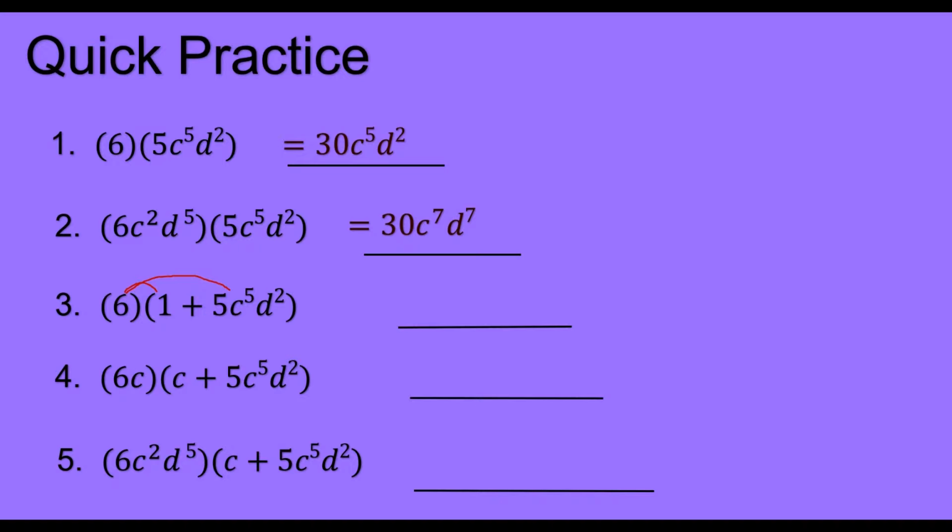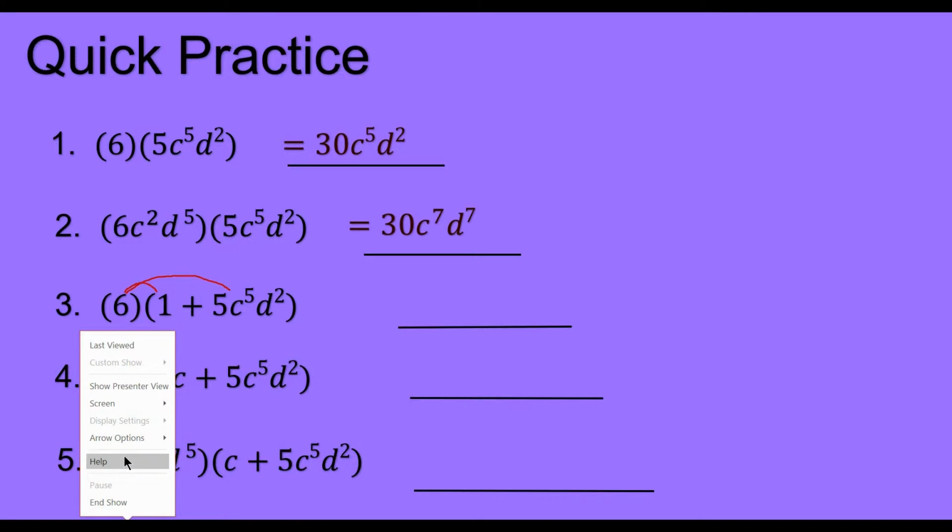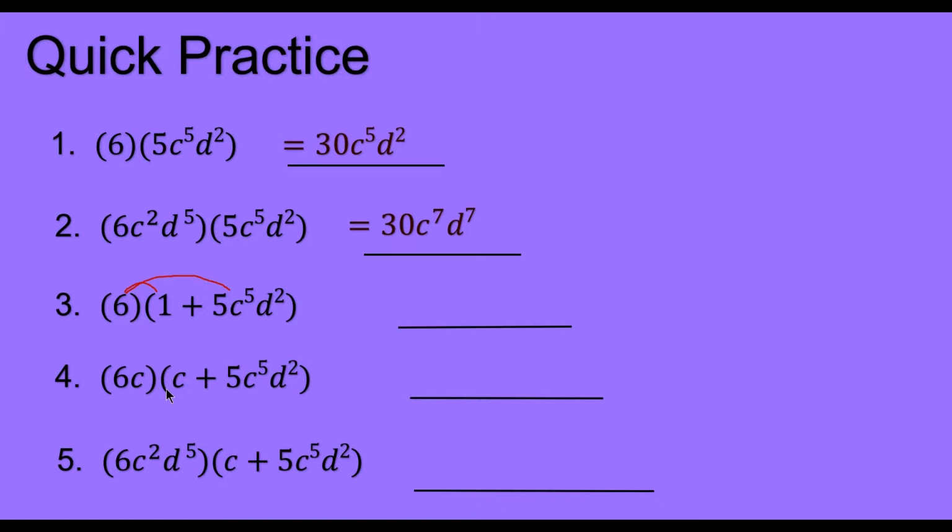And if you do all that, and I get my microphone back, you have 6 times 1 is 6, and 6 times 5 is 30, and the variables stay the same. This one, we're multiplying a 6c times a c. These are both to the first power. I add the exponents. I get 6c squared times 30, c to the first, c to the 5th, 1 plus 5 is 6, 30c^6 d^2.